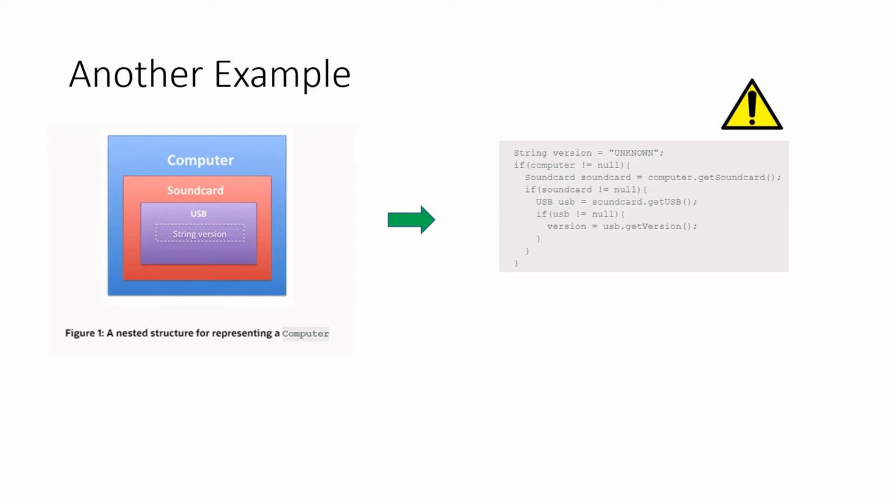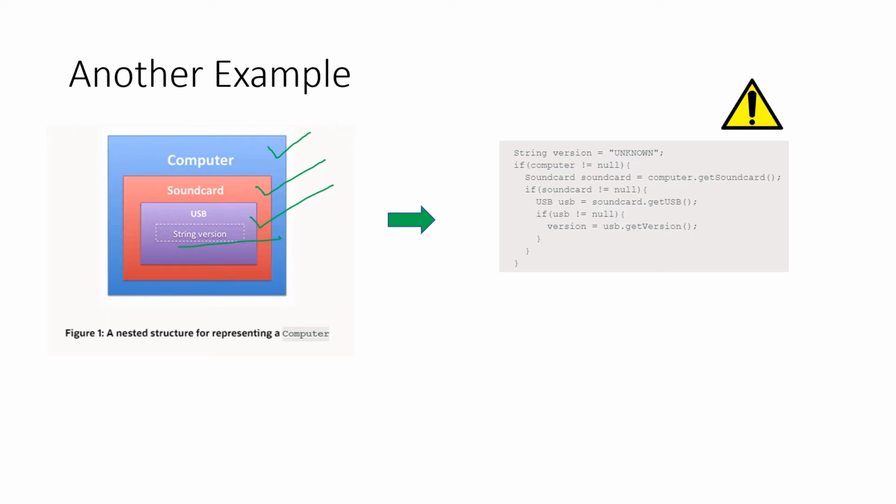Now let's see another example taken from an article written by Oracle about using Optionals. So here in the diagram you can see our main class, which is Computer, is having an inner class called SoundCard, and SoundCard is having an inner class called USB, which has a version string. So let's see the block of code that gets the version number.